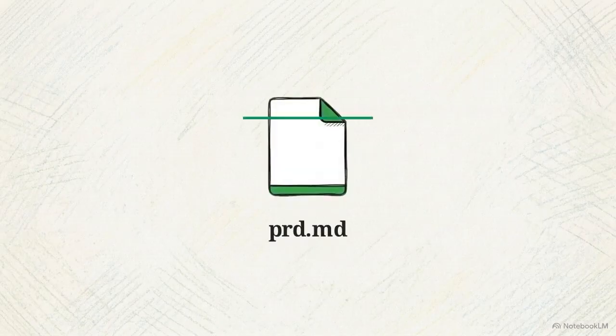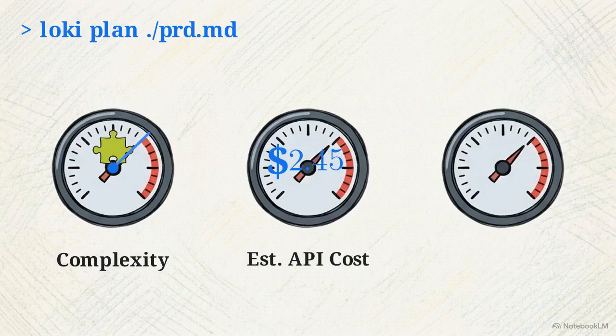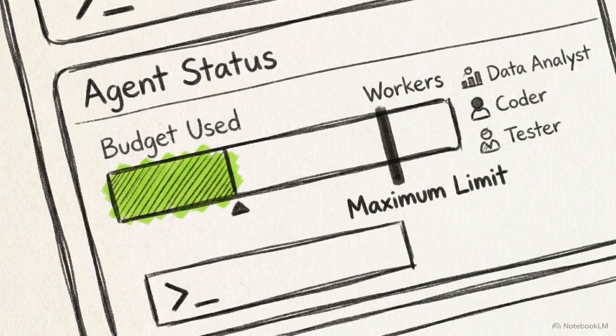The system reads the specification and returns a projection, mapping out the project's complexity, the estimated API cost, and the number of iterations it will take to reach verification. Establishing these metrics before the run begins gives the orchestrator a defined scope, ensuring the agents have a specific set of complexity and cost targets to work within.